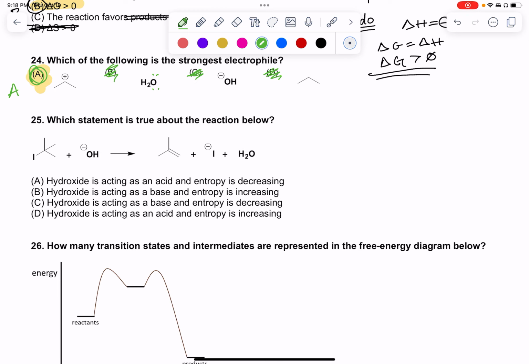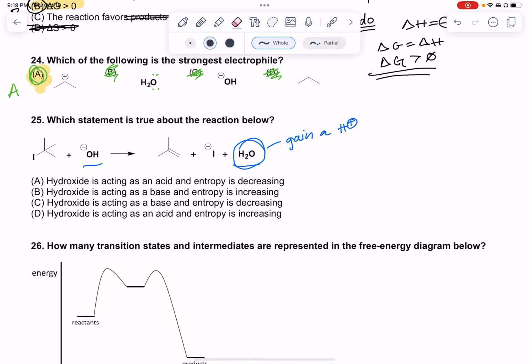There are 2 definitions for acids and bases. There's the Bronsted-Lowry definition and there's the Lewis definition. I'm going to use the Bronsted-Lowry here because it makes more sense in this situation. We have OH. It's reacting with something. On the product side, we get H2O. I'm looking at what OH is on the reactant side and what it's become on the product side. It looks like it's gained a proton. Okay, if it's gained a proton, it means it's a base.